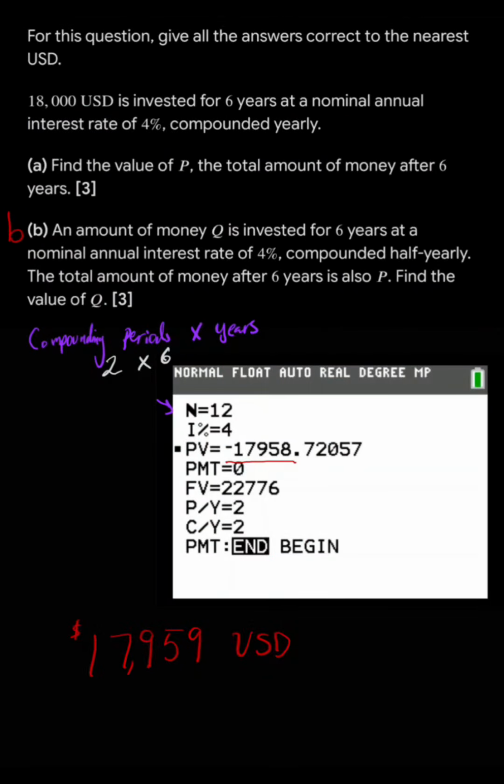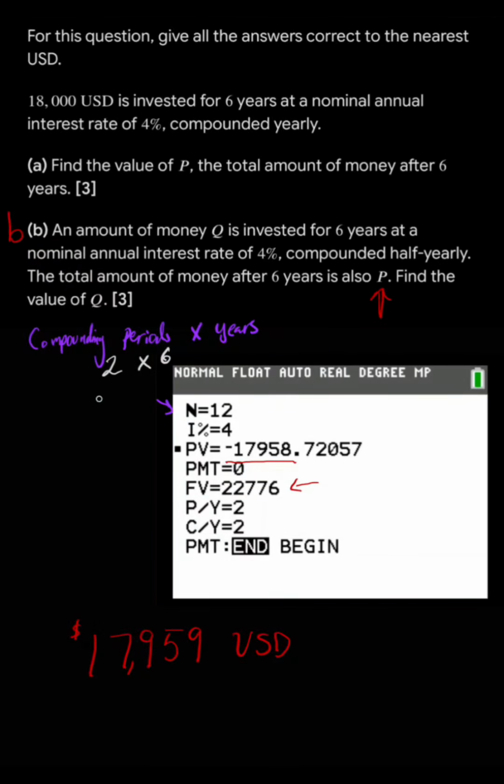For part B, it says there is an amount of money, which is Q. It's invested for 6 years at a nominal annual interest rate of 4%. Q is compounded half yearly, and the total amount of money after 6 years is also P. P is the number we obtained from part A. Find the value of Q. So now we're depositing a different amount of money, which is Q, and we want to have the future value the same as P.